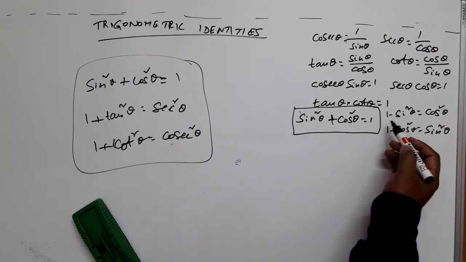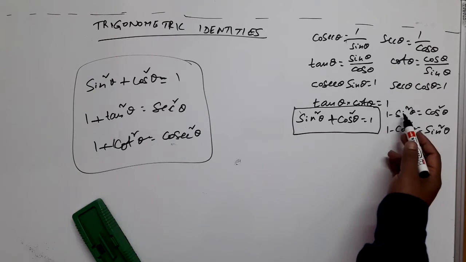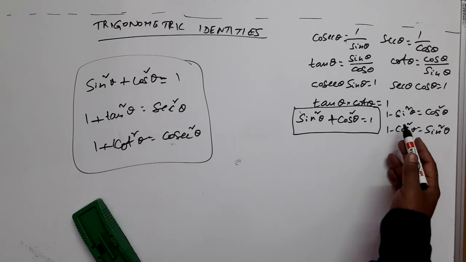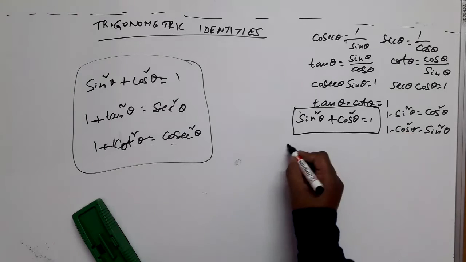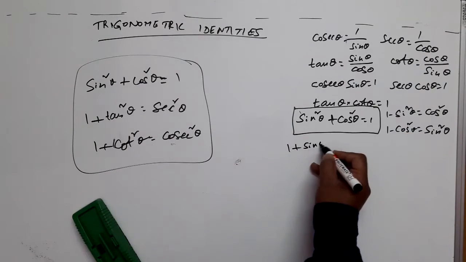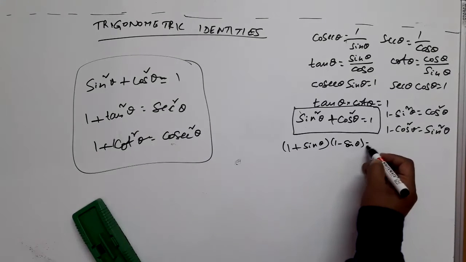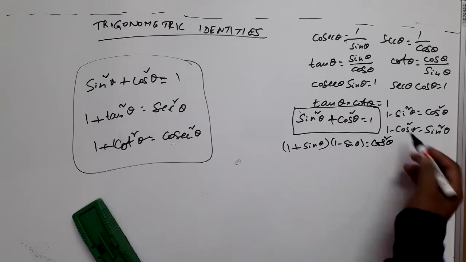In the same way, see this, 1 can be written as 1 square, right? 1 square minus sin square theta. A square minus b square form. That can be written as a plus b multiplied by a minus b. So can I write 1 plus sin theta multiplied by 1 minus sin theta is cos square theta, right?